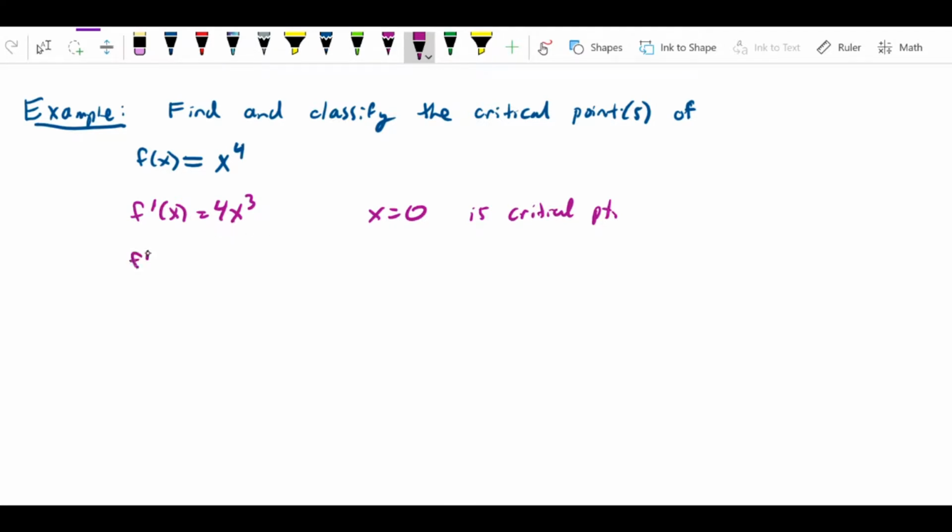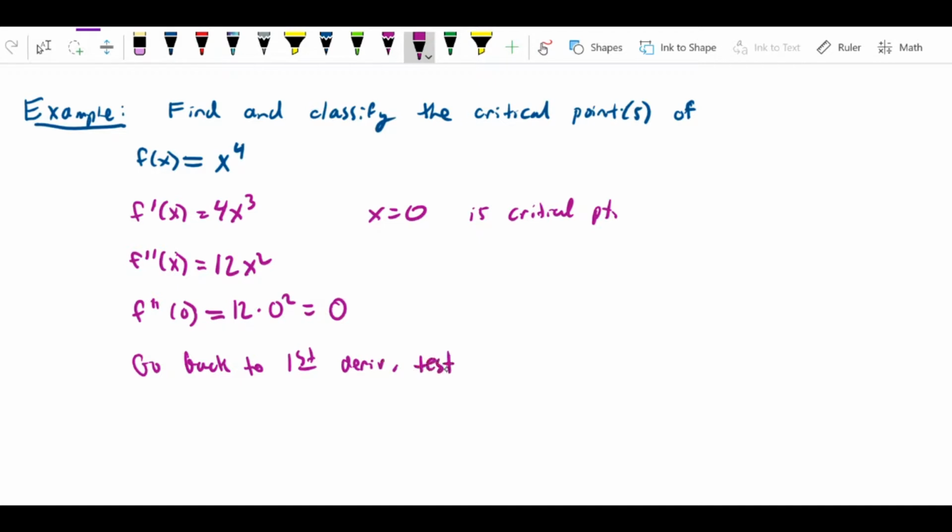Now look what happens when I try to find the second derivative and apply the second derivative test. This is going to be 12x squared. So if I evaluate f double prime of 0, I get 12 times 0 squared, which is just 0. Well, what happens when you get 0 in the second derivative? It means the second derivative test is inconclusive. So once again, we don't know whether x equals 0 is a min or a max. So let's go back to the first derivative test.